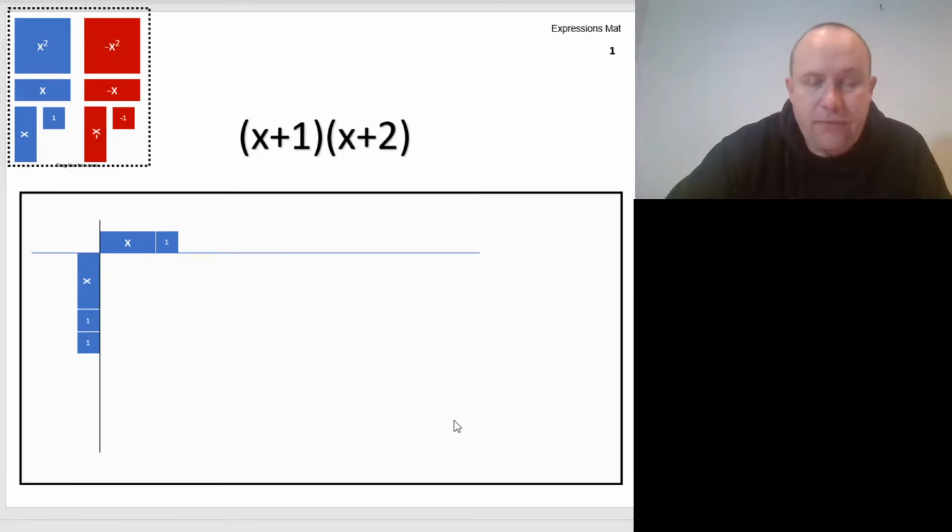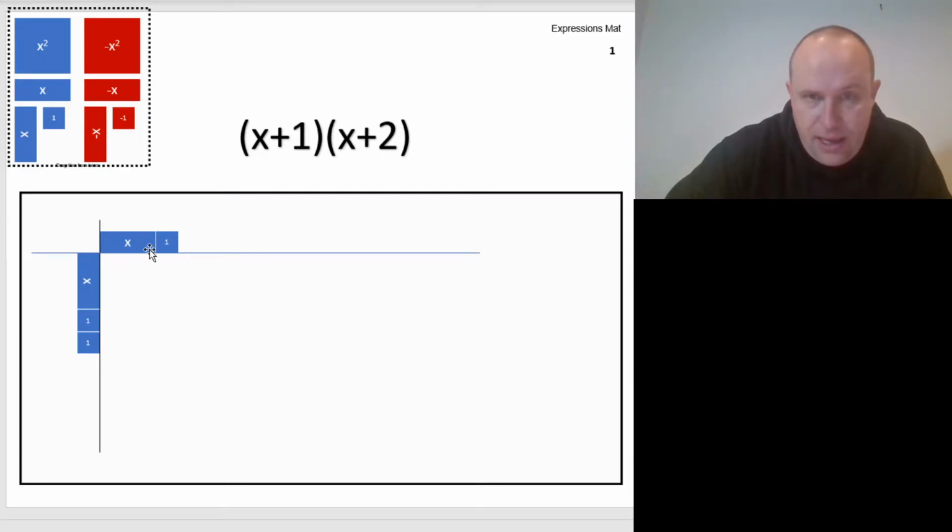So the new part for 6.3 is something we're going to look at algebraically in future lessons, which is multiplying binomials together, as in things with two terms. So I've got my algebra tiles here again, and the question I'm trying to work out is x plus 1 times x plus 2.